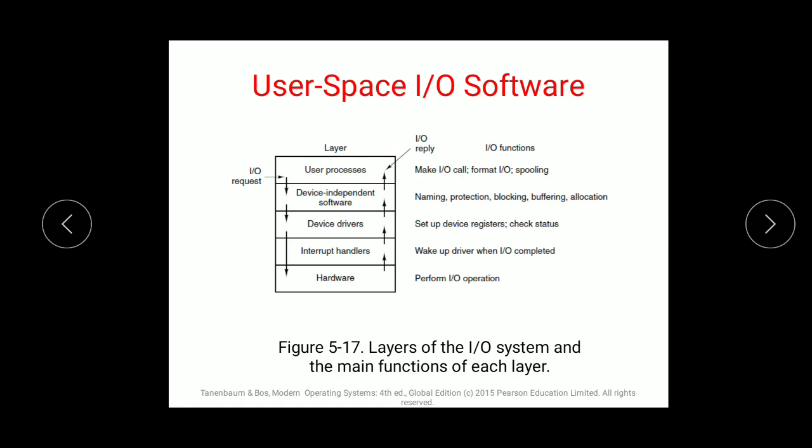User space IO software, so what is that? There is hardware, interrupt handler, device driver. In the user process, there is device independent software, device driver, interrupt handlers and hardware, and it is vice versa. At a descending level it is in layers as well.